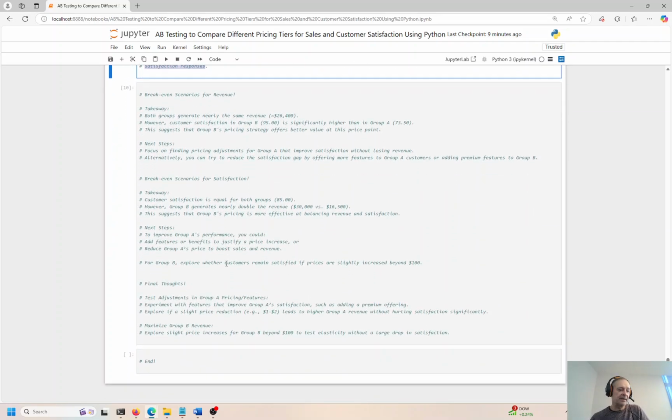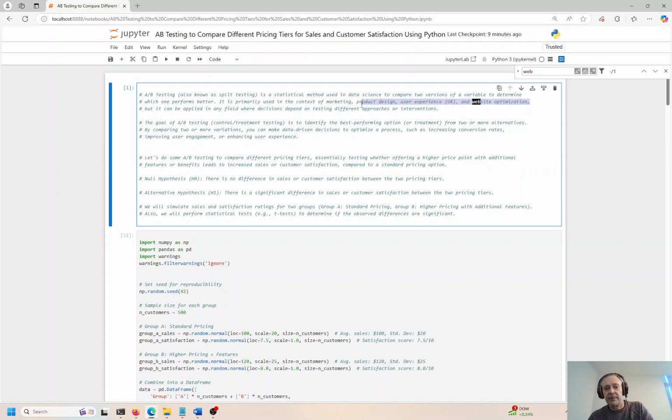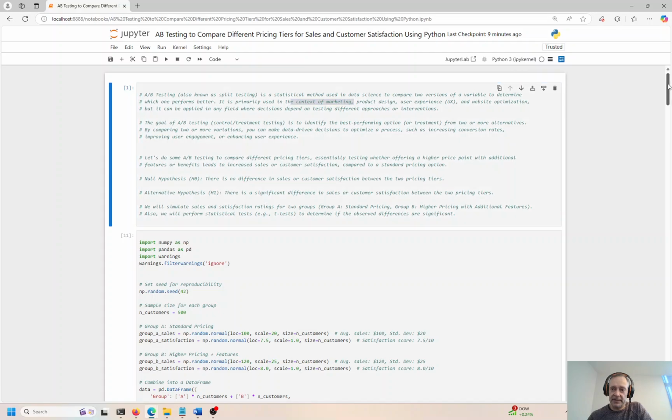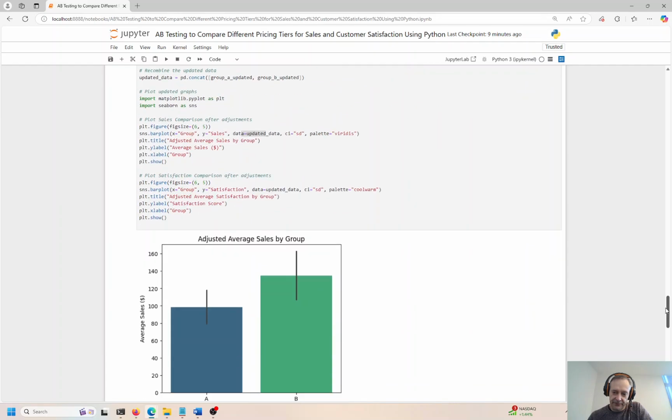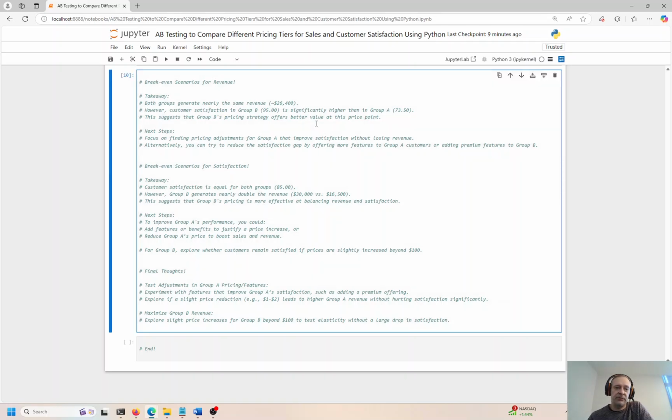Okay, so a lot of it's tied to economics. Again, website clicks, layouts and web pages, like I referred to over here, website optimization, user experience, product design, or marketing and sales, right? So all of these are tightly intertwined, right? And people will respond in very predictable ways, pretty intuitively. So the takeaway, both groups generate nearly the same revenue, about 26,400.